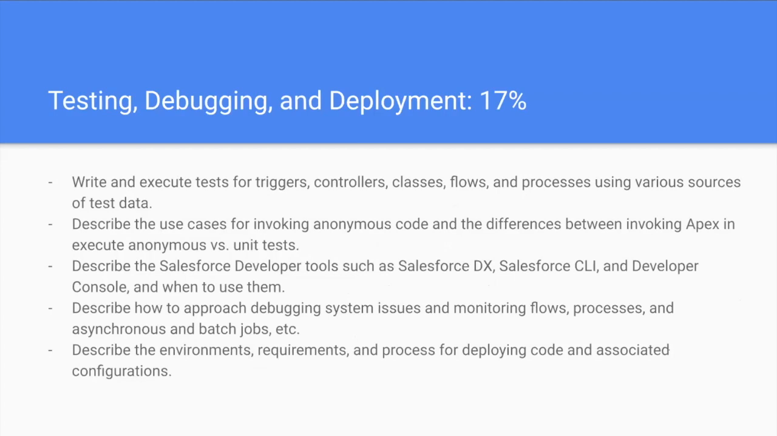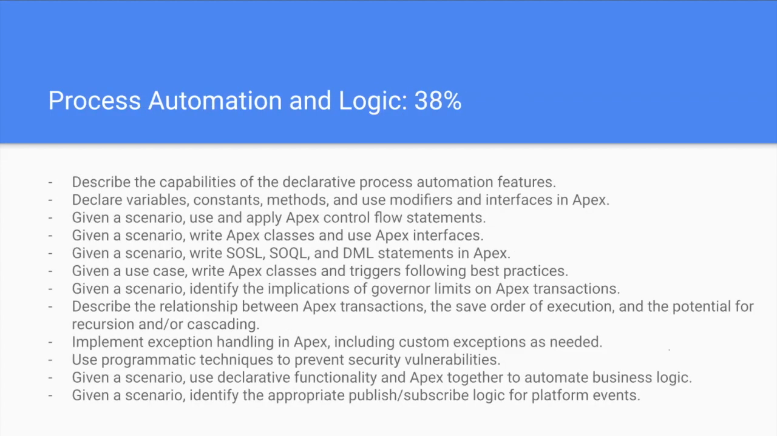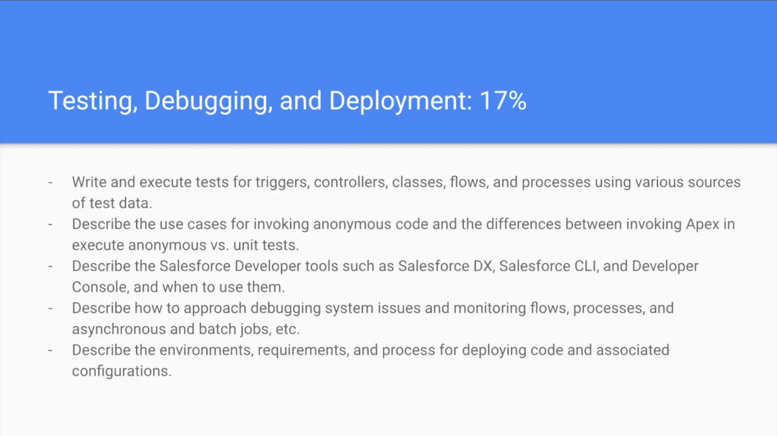Testing, debugging, and deployment. Some of the testing will go hand in hand with what we learn in the process automation portion of the lecture, so expect some of that to be integrated. But this is all about, if you're not familiar with unit testing in an IT environment, basically the code that you write to test the code that you're delivering to your business partner. So we're going to learn how to execute that code for triggers, controllers, and classes in Apex, either in anonymous Apex or by executing unit tests.